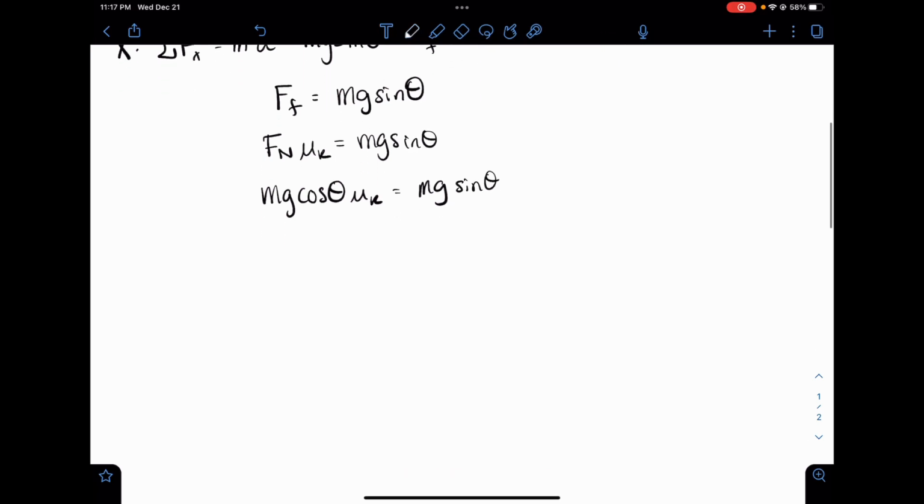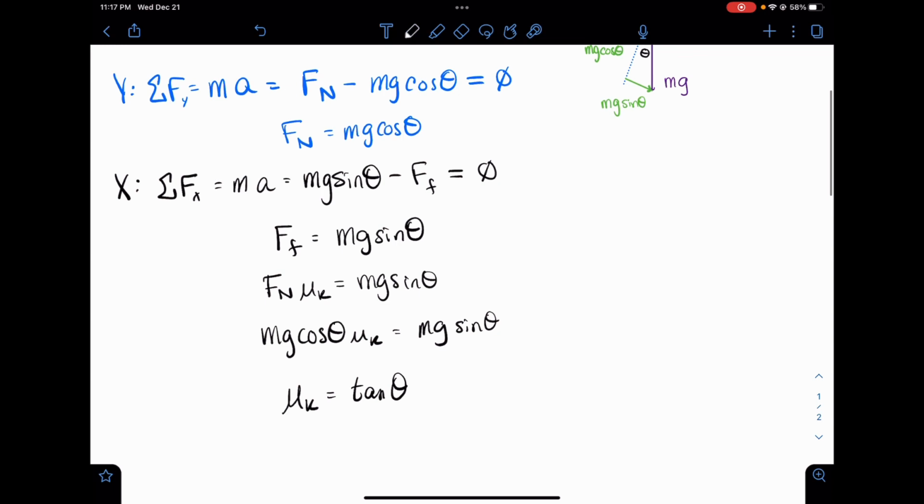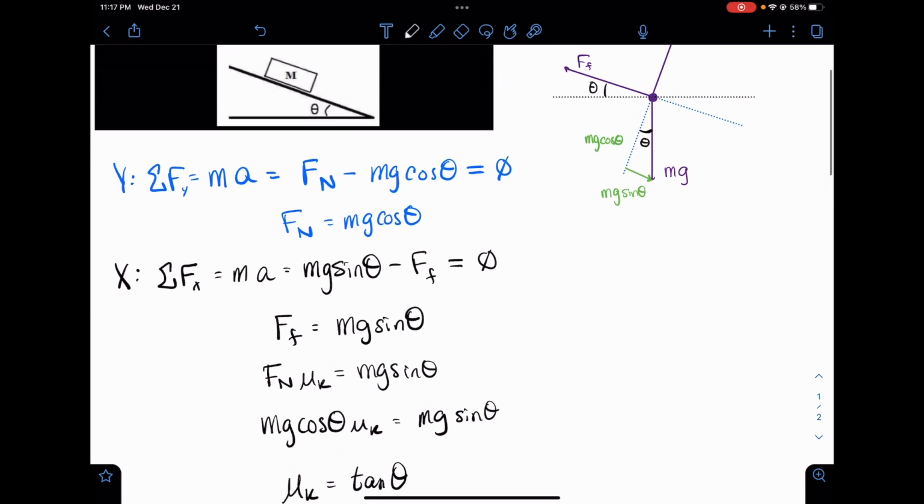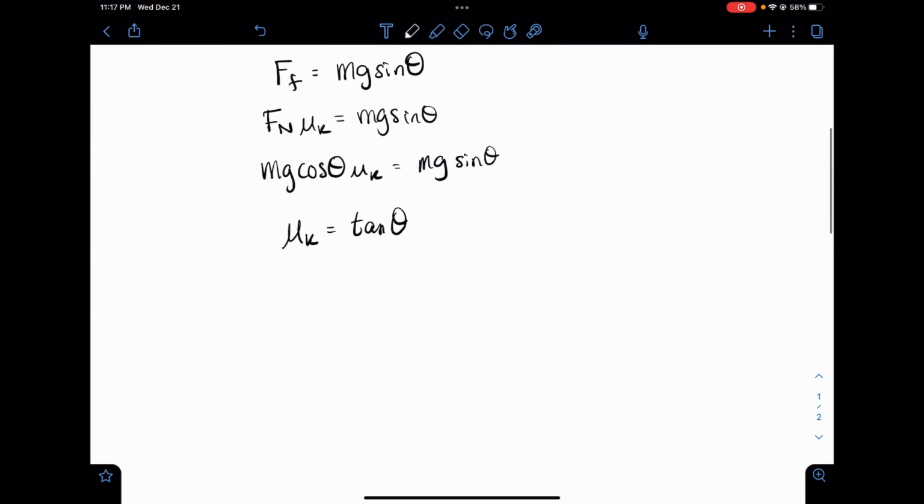And now we can go ahead and simplify this, and we get coefficient of friction equals the tangent of theta. So this is the relationship that keeps the block at a constant velocity. So there you go.